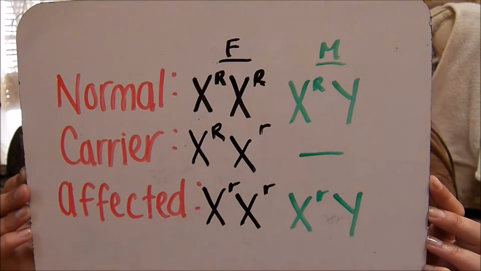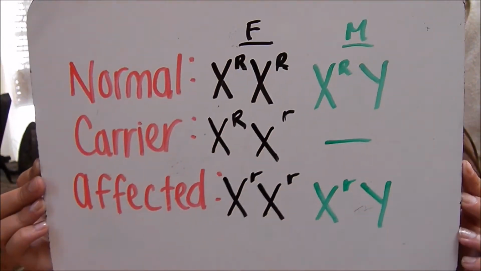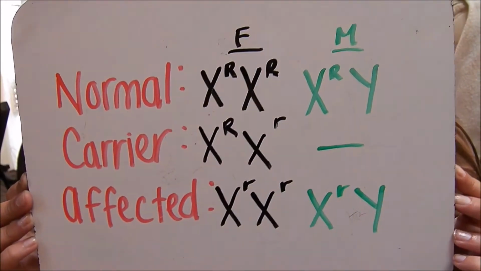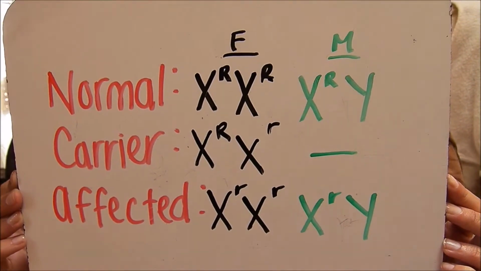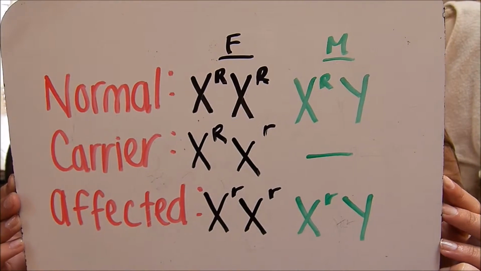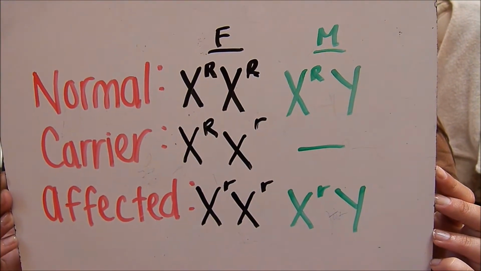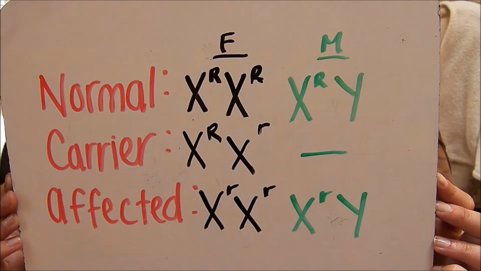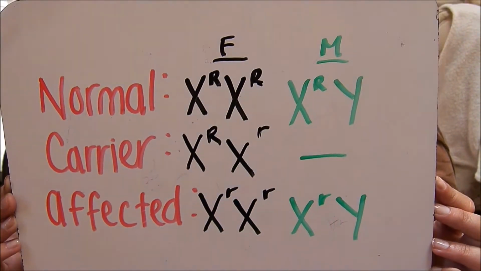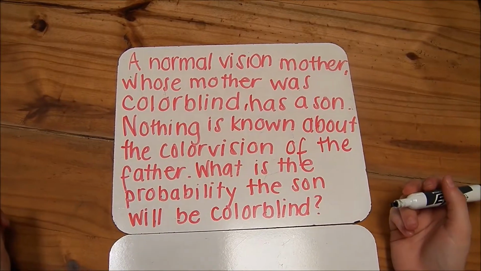These are the sex-linked genotypes for males and females. Males are in green, and females are in black. So the normal genotype would be X big R X big R for females, and for male it would be X big R and Y. For the carriers, it would be X big R and X little r for female, and males can't be carriers because they only have one X. And carriers have the dominant and recessive gene, but only express the dominant one. And then affected, they both have the recessive for the X's, so it would be X little r X little r, and the male would be X little r and Y.